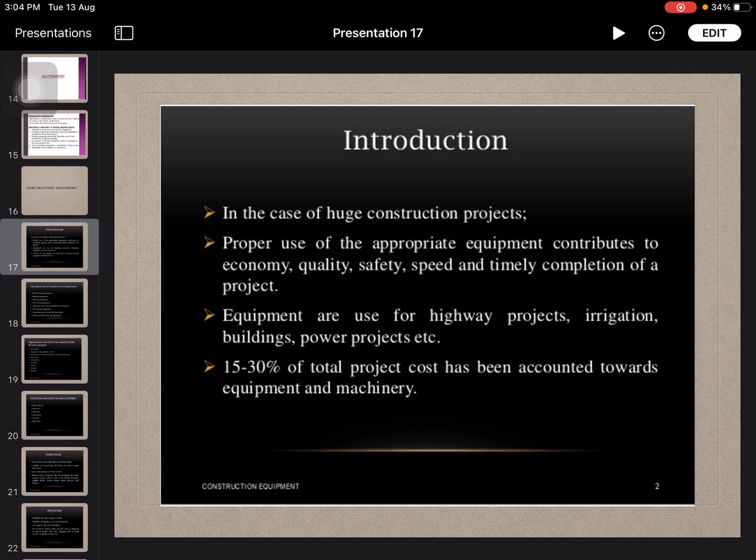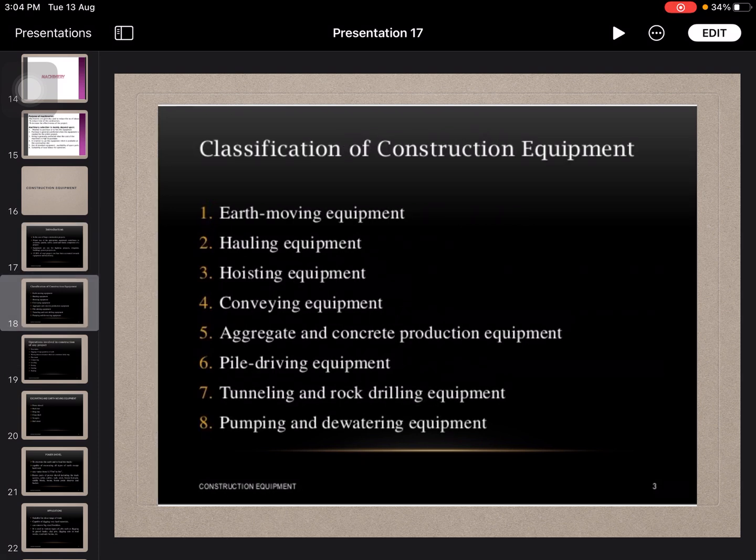The classification that has been done is earth moving equipment, hauling equipment, hoisting equipment, conveying equipment, aggregate and concrete production, pile driving, tunnel and rock drilling, and pumping and dewatering of the place. These are the different types of equipment that could be considered in the construction industry.